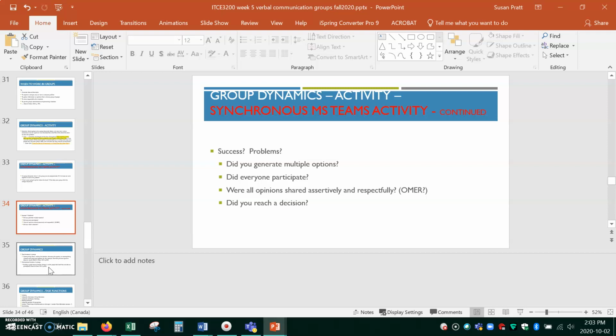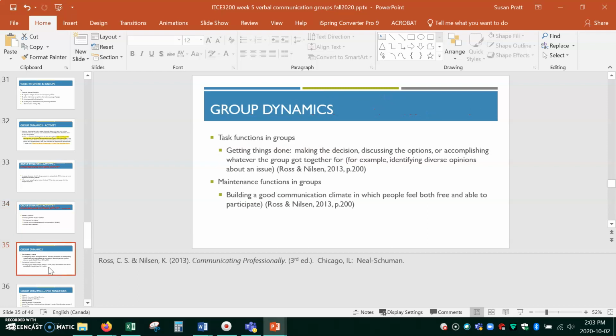And after you share what happened, then we'll talk about some strategies to maybe look at the problem again and implement these strategies about task functions and maintenance functions in groups. And I'll assign people different roles. And hopefully with this new content knowledge and this new information, you're able to come up with a solution. Maybe you already came up with one the first time, but in case you didn't, maybe you'll be able to come up with a solution to the problem.